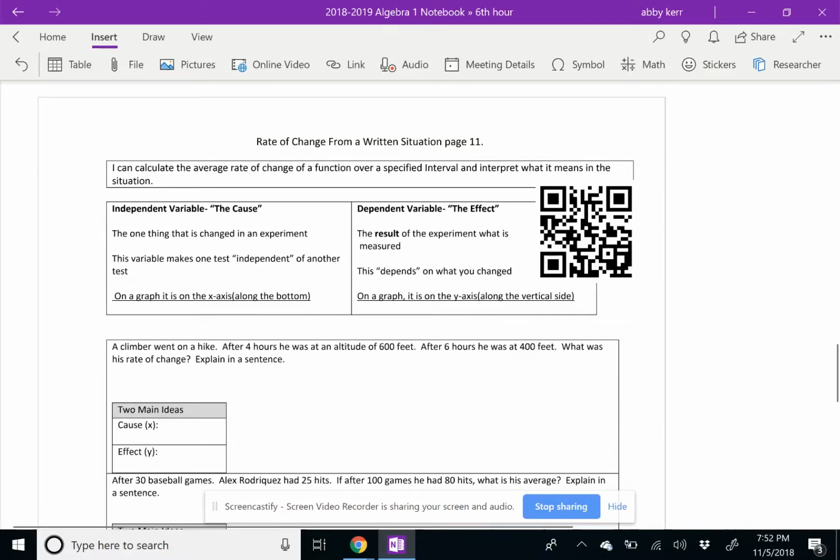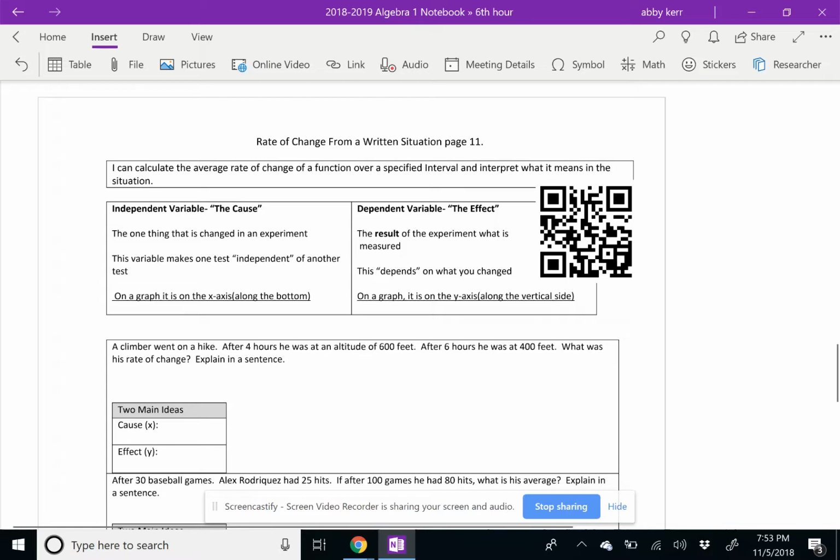In these notes, it says I can calculate the average rate of change of a function over a specified interval and interpret what it means in the situation. So in this case, we're talking about a written situation or a word problem. In biology, you've learned that the independent variable is the cause and the dependent variable is the effect.